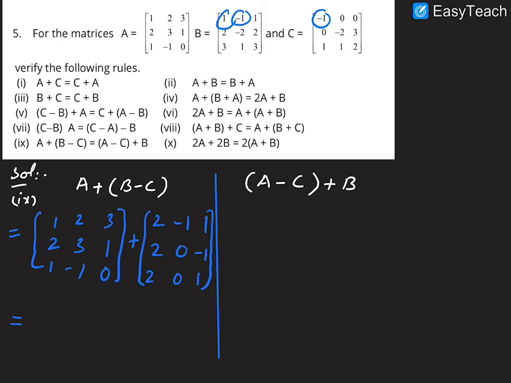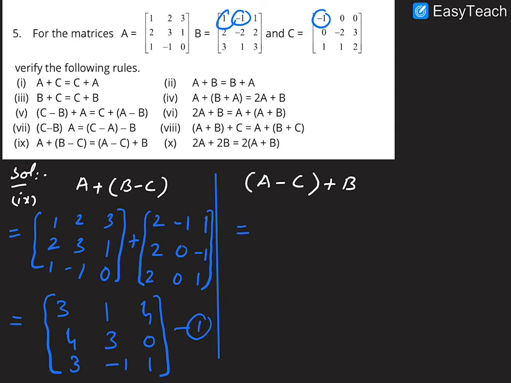So what we will get? 1 plus 2 will be 3. 2 minus 1 is 1. 3 plus 1 will be 4. Here 4. 3 plus 0 is 3. 1 minus 1 is 0. 2 plus 1, 3. Minus 1 plus 0 is minus 1. 0 plus 1 is 1. So you can say this is our equation 1. This is our matrix 1.